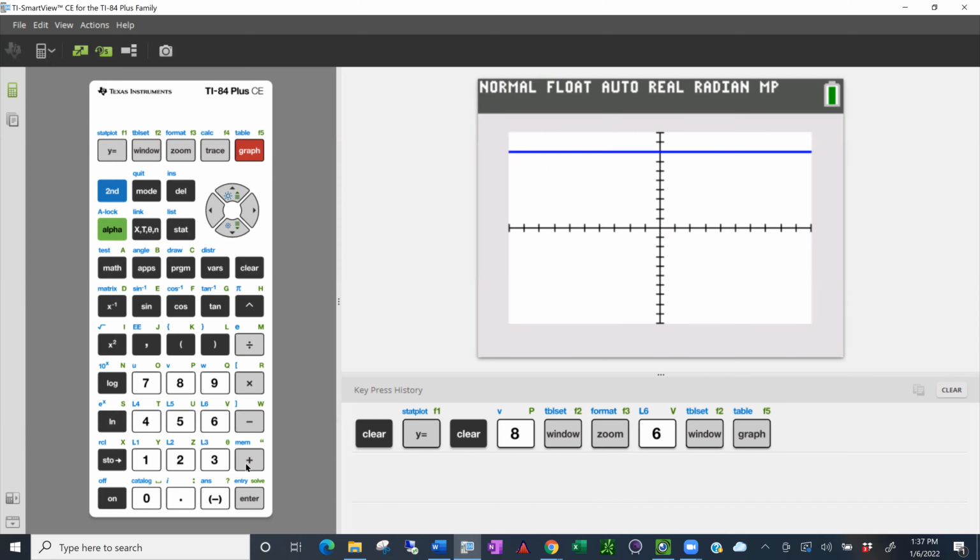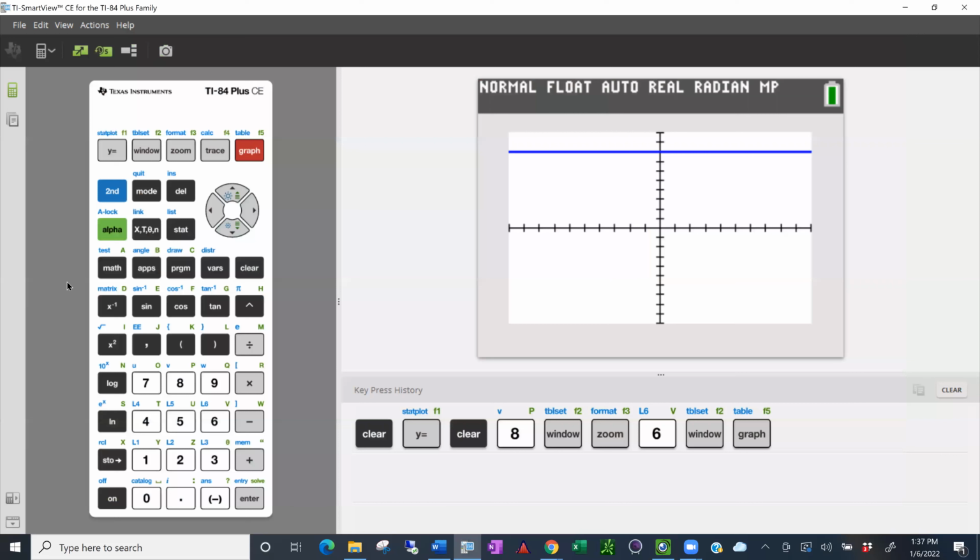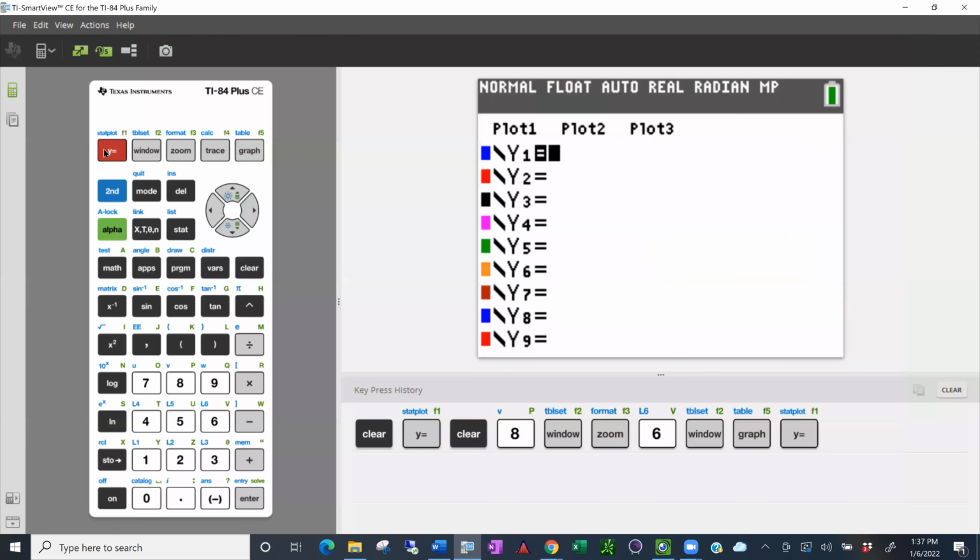But going back to our problem, we only want the graph of y equals 8 for x less than or equal to 3. So how do I tell the graphing calculator I want this for just x less than or equal to 3? Do me a favor, hit the divide key right here. I'm not going to do that just yet, but hit the divide key and then type in what follows as I do it. So hit the divide key and type a left parenthesis.